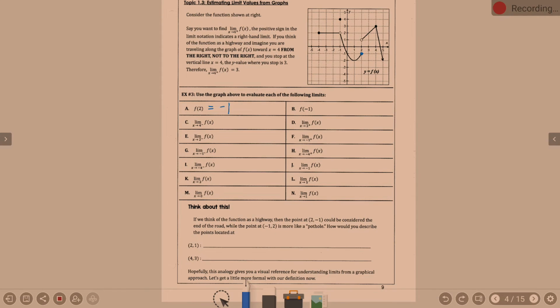The common wrong answer is the one that Doug gave me. Do you see why the 1 is the mistake? There's a hole there. The graph does not exist there. I'm looking for where the graph exists. Got it? Okay, let's go over to B.